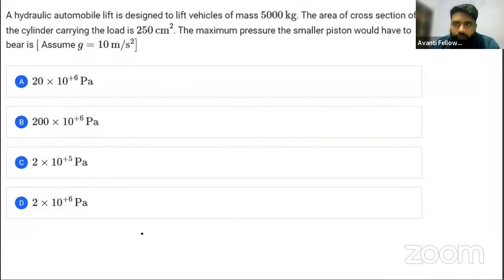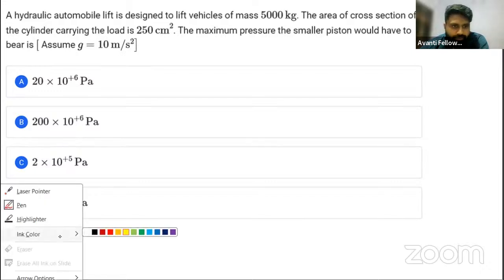Now let's have a look at this question. A hydraulic automobile lift is designed to lift a vehicle of mass 5000 kilogram. The area of cross section of the cylinder carrying the load is 250 centimeters square. Now the maximum pressure the smaller piston would have to bear is... Try to solve this question.